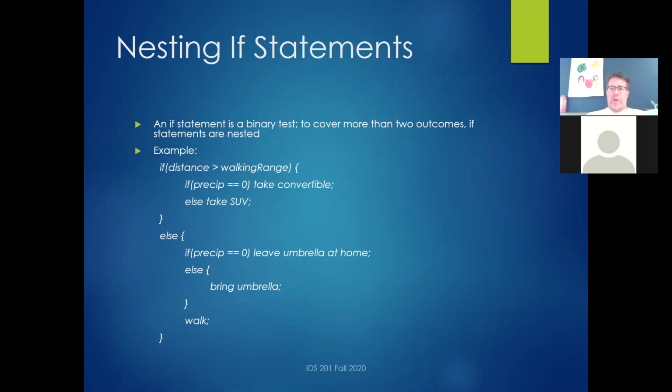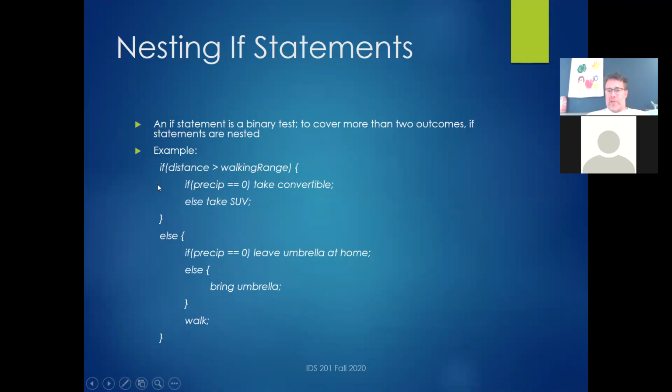So here I have some pseudocode describing my question about whether I'm going to walk or drive to where I'm going and whether I'm taking an umbrella or not. Okay, so first thing, question of whether to drive or not. So I check, is the distance greater than the walking range? So let's say walking range is like 2 miles. That's the upper bound of sensible walking range. Well, if the distance is greater than 2 miles, I'm not walking, I'm taking the car.